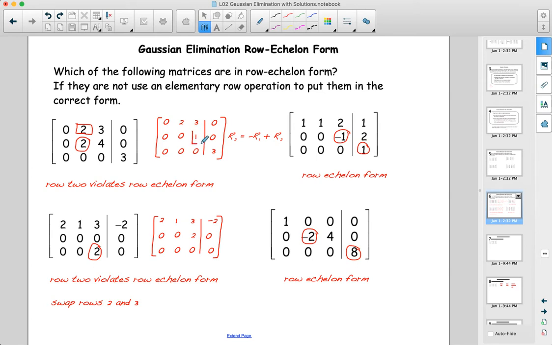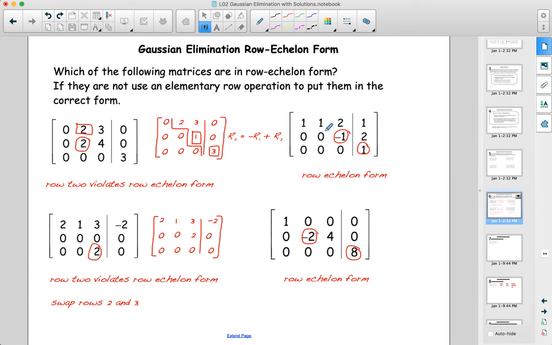I replaced row 2 with negative row 1 plus row 2, and now we are in row echelon form because the first non-zero element in the second row is here, and notice it is to the right of the first non-zero element in the first row. And the first non-zero element in the third row is to the right of the first non-zero element in the second row. And notice how we are creating a staircase, which is why that is called row echelon form.